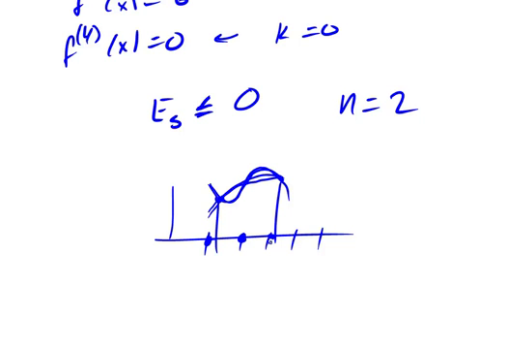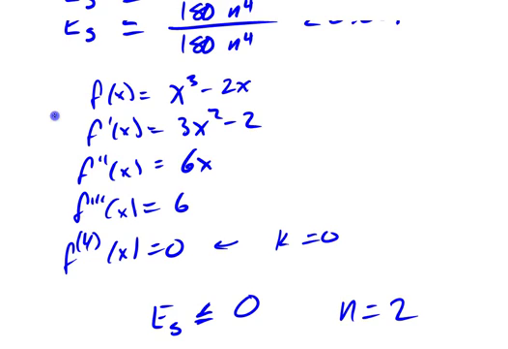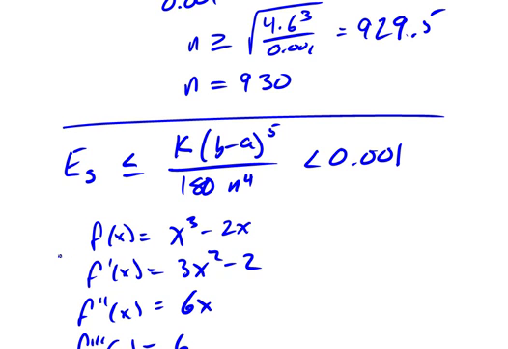So anyway, if you know how accurate you want your estimate to be, then you put that over here. You know what a and b are from your integral. You figure out what k is because you look at your function, you take the fourth derivative and see where that's maximum. So the maximum value of the fourth derivative is what turns out to be k, and then solve for n and see what n has to be.